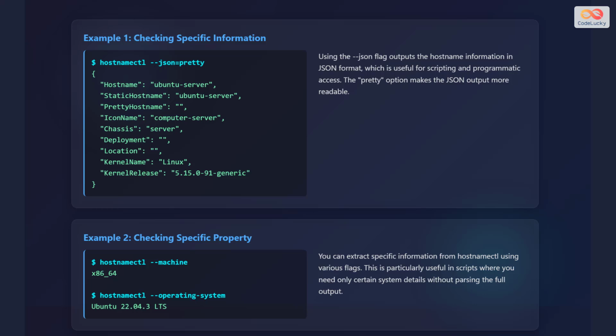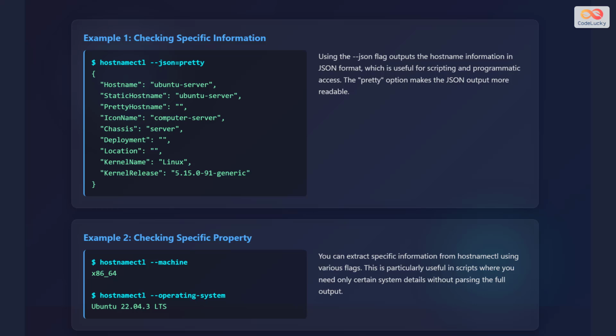Let's go through some practical examples of using hostnamectl. First, checking specific information. Using the --json=pretty flag outputs the hostname information in JSON format, which is useful for scripting and programmatic access. The pretty option makes the JSON output more readable.